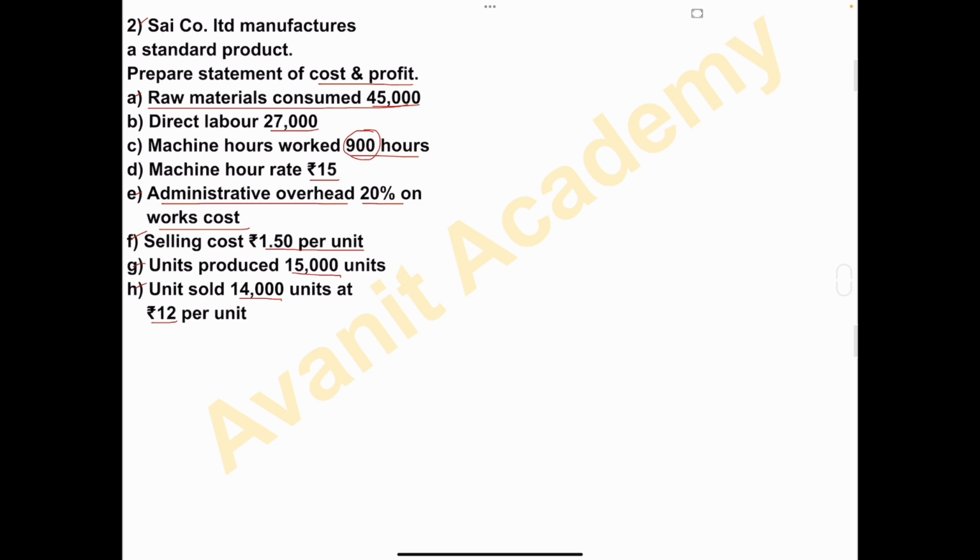So during this period, how many units are produced? 15,000 units. And out of that, how many units are sold? 14,000 units are sold. So how much remain? 1,000. Correct? Total 15,000 units were produced. Out of that, 14,000 products are sold. So now we will find 1,000 units. That is the closing stock. Clear all these points?